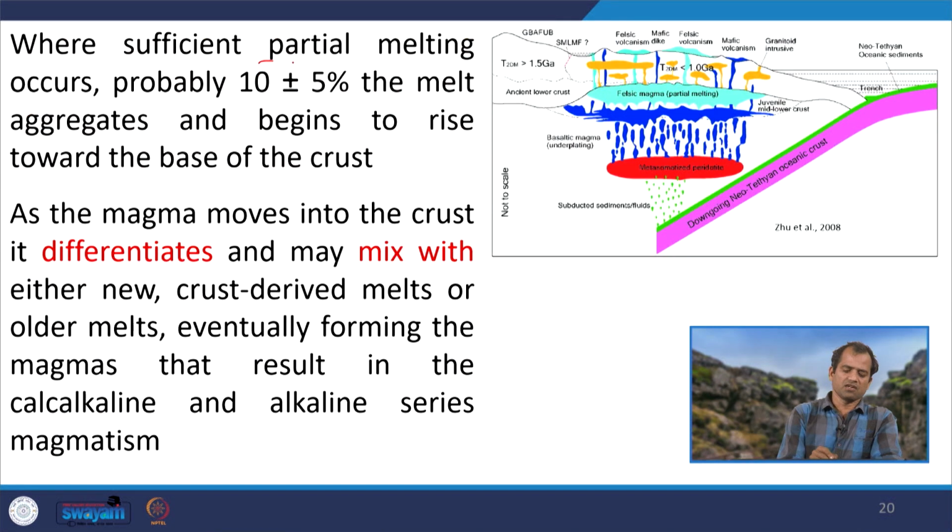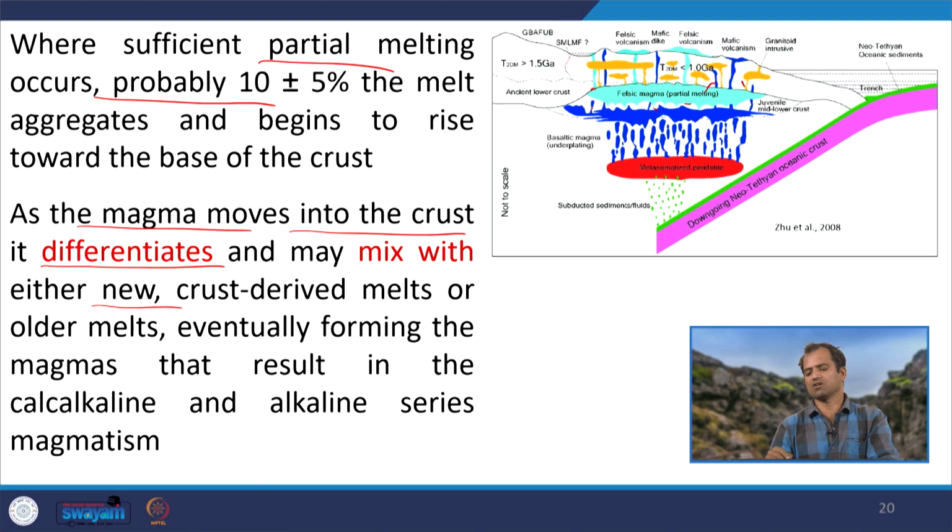And when sufficient partial melting occurs, probably 10 plus minus 5% of the melt aggregates, and it begins to rise towards the base of the crust, and the magma moves into the crust and differentiates and mixes with the surrounding country rock and with the magma which is generated at the different level, and finally we get a magmatic arc. And in the magmatic arc, from the lower depth to higher depth, the magma composition varies. Depending on the amount of sediment, depending upon the amount of water released, this magmatic composition varies. Depending upon the degree of partial melting of this mantle, the magmatic composition varies.